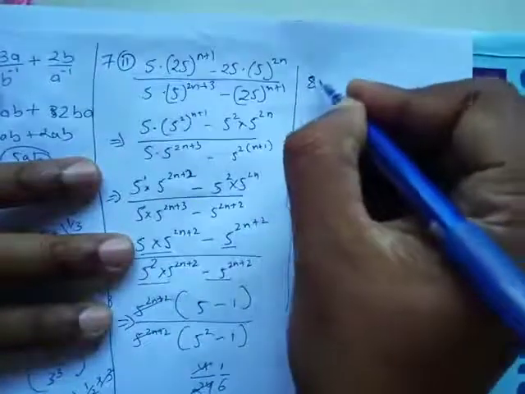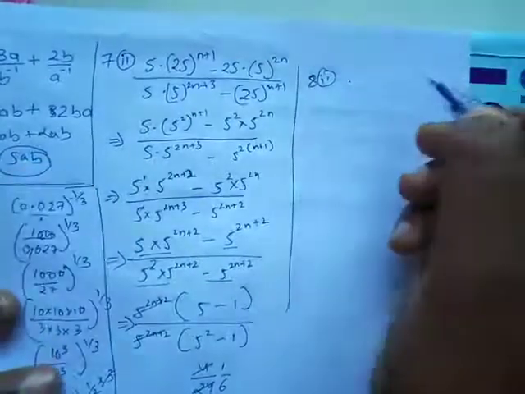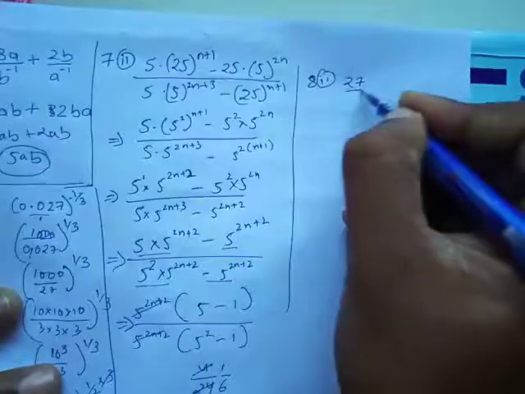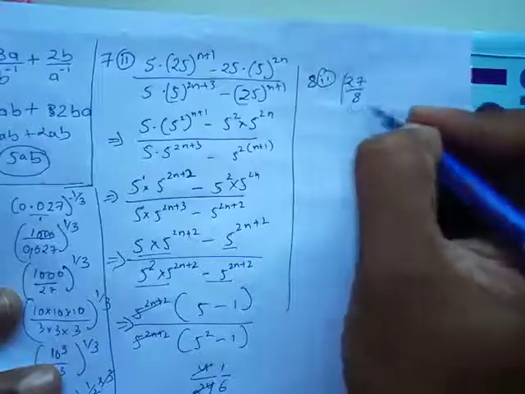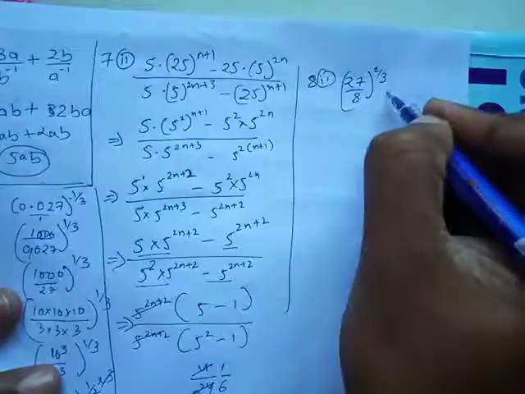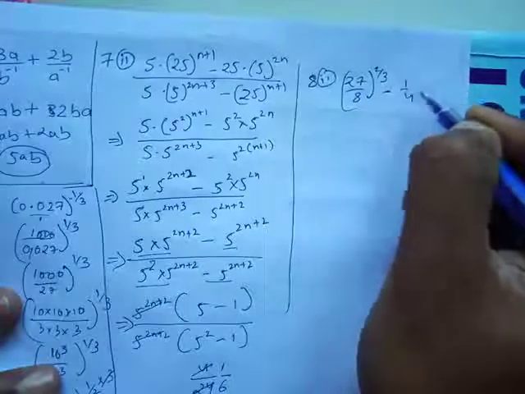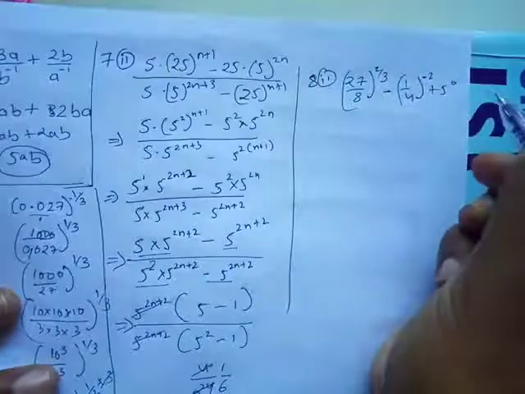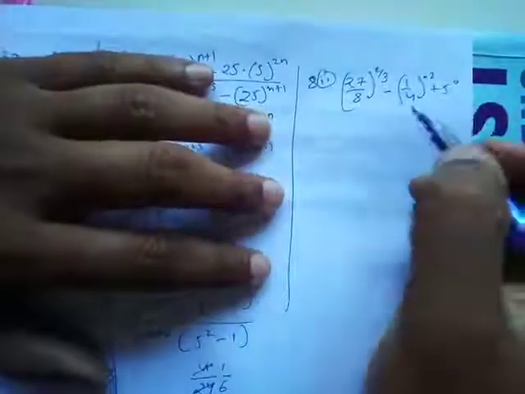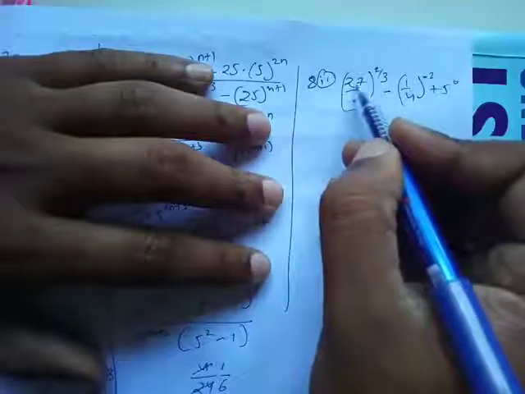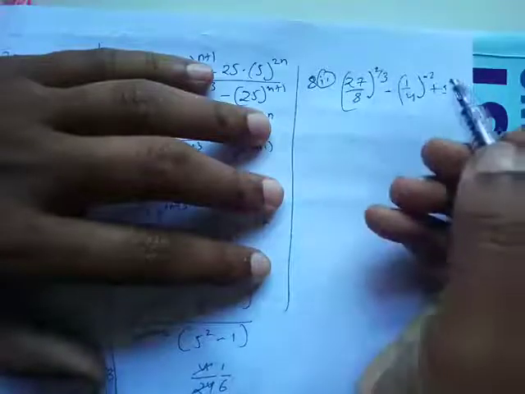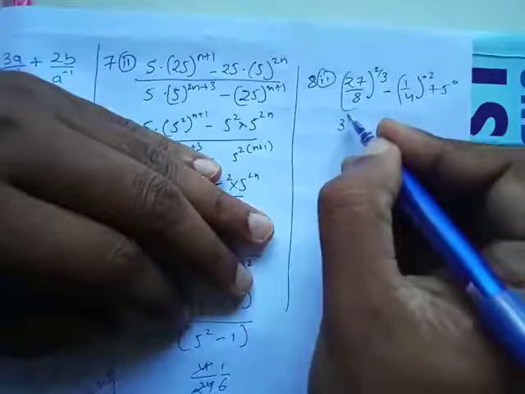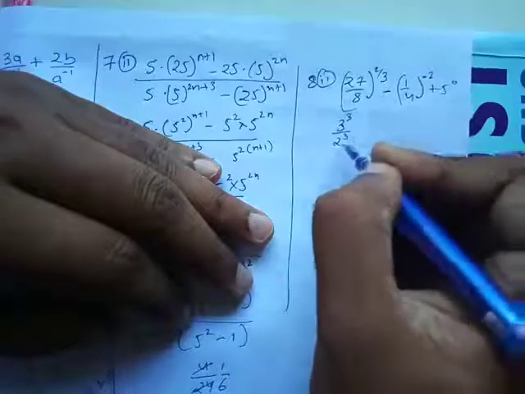Okay, let's have a look at 8th ka second part as well. So what does 8th ka second part say? It says 27 to the power 2 upon 3 minus 1 upon 4 to the power minus 2 plus 5 ki power 0. Now if you notice in this, I have to break this how many times, 3 times, because the denominator is what, you know that, right? So I'm going to multiply 3 times and 2 3 times.